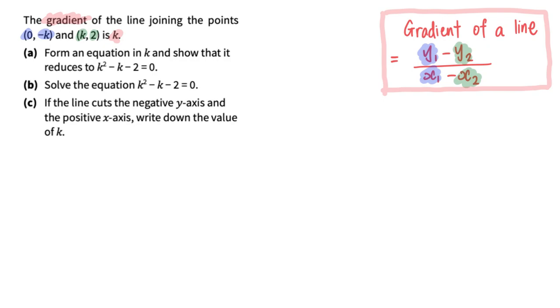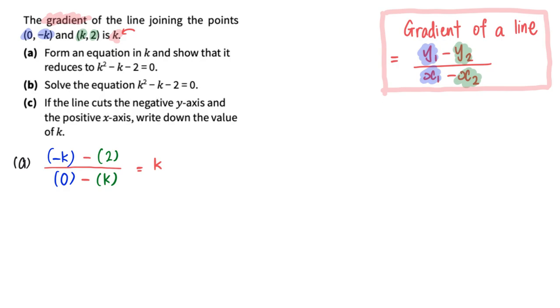So for part A, I will have to make use of the formula where I would then have y1, negative k, minus y2, over x1, 0, minus k. Okay, good to put brackets. And this one will be equals to k, which is the gradient of the line. So we just need to simplify this now, okay?